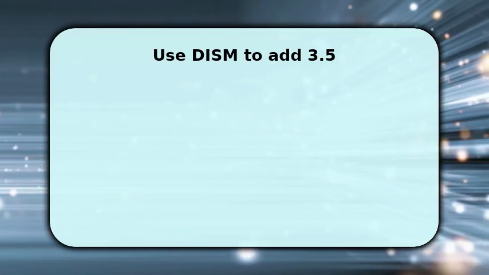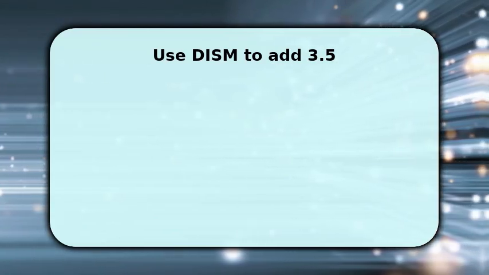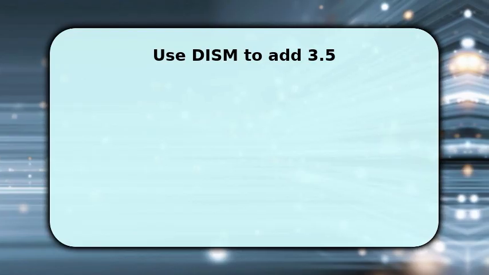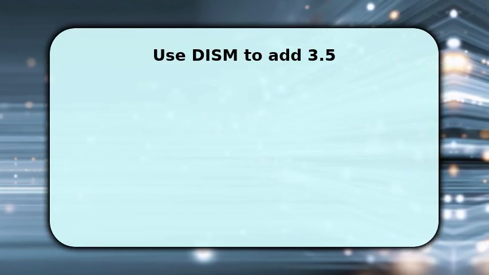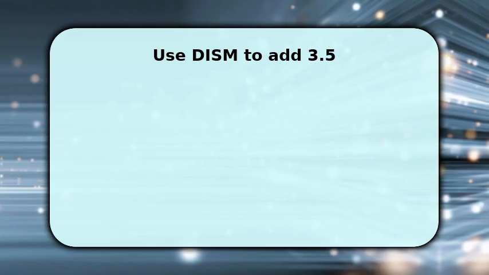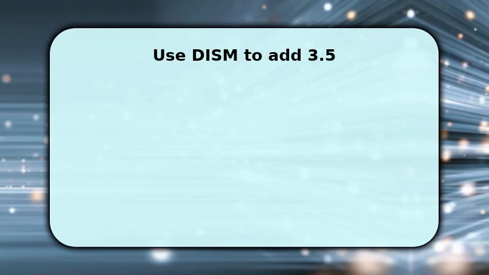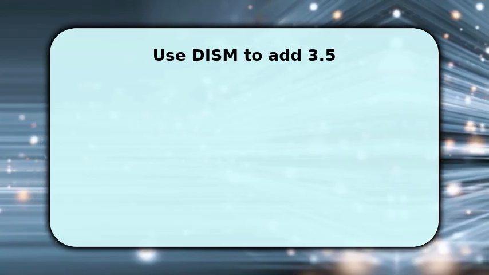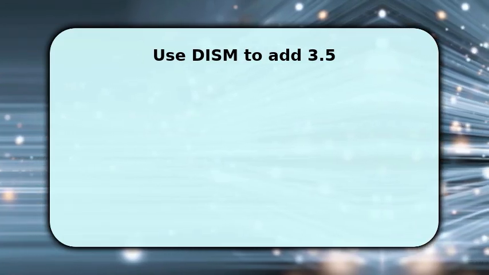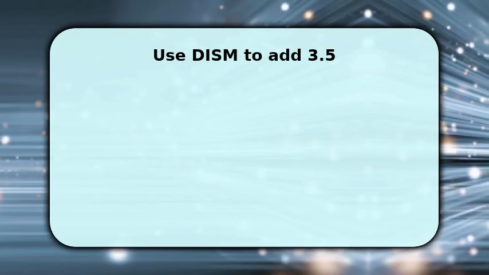Execute DISM /online /enable-feature /featurename:netfx3 /all /source:D:\sources\install.wim:1 /limitaccess. This targets the local image index and prevents Windows Update from interfering. Wait for completion. If DISM reports success, the feature is added.